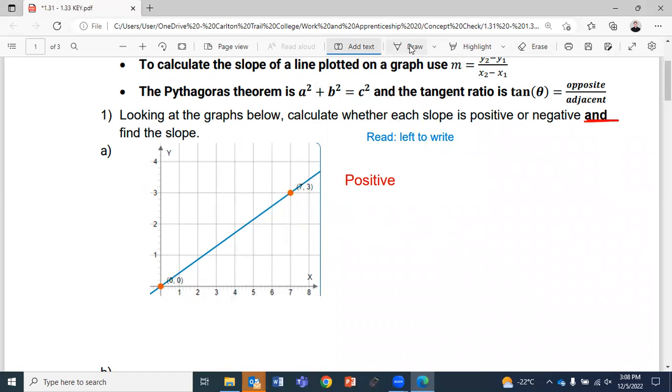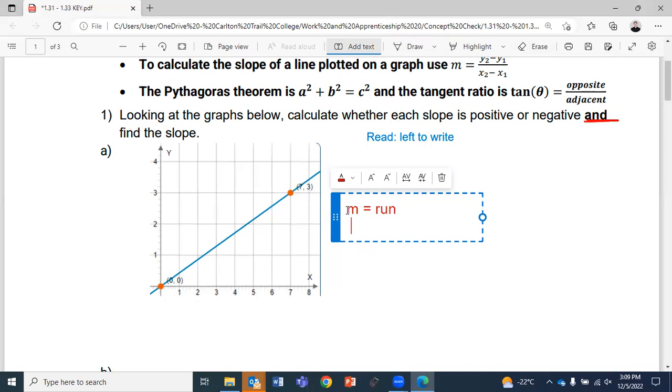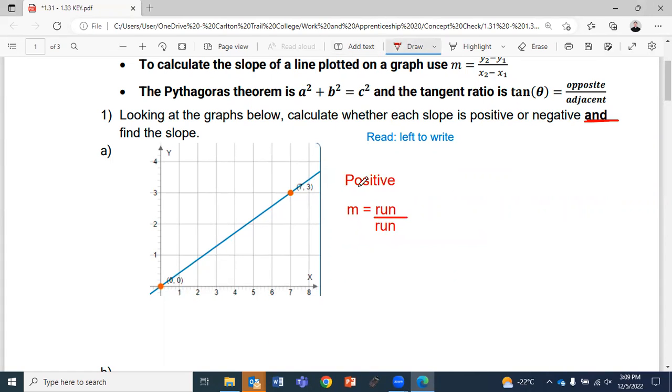Well, I have a line with points on it. I need to find the slope. And remember, the slope, which we call m, is the same thing as rise over run. Now, you could look at this and say, oh, well, it goes up by 3 and it runs across 7. So that means it has to be 3 over 7. That works. You can do that.